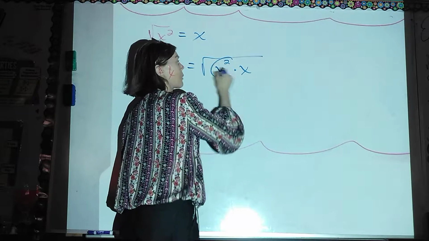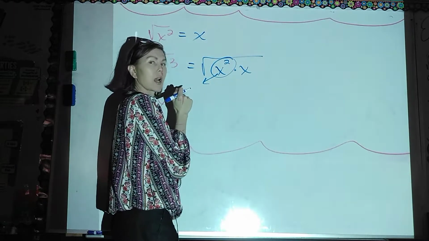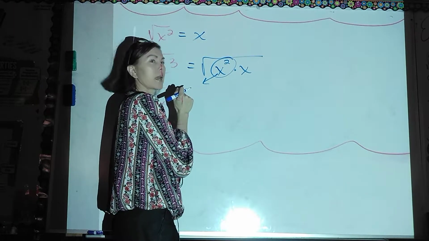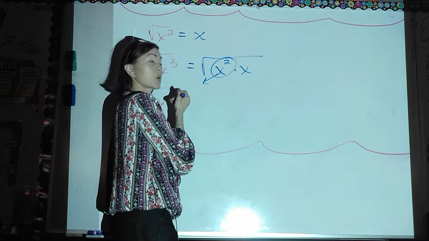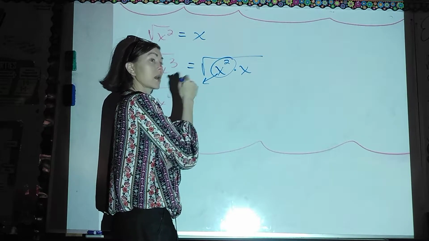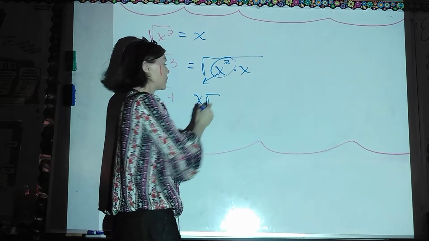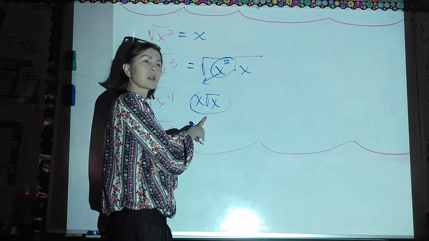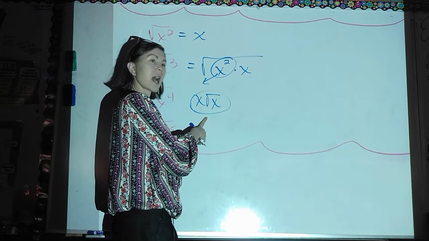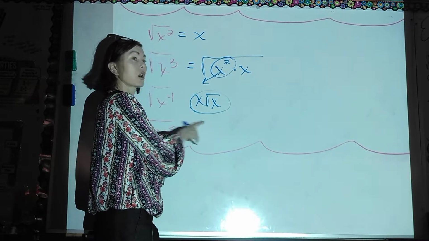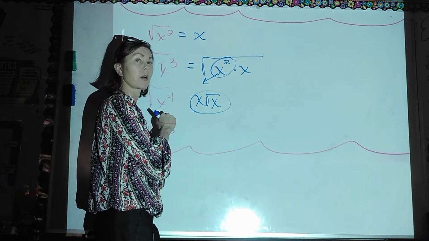Just like we did with the numbers, we're going to circle that perfect square. And what is the square root of x squared? What times what gives me x squared? X. And what is left over under the roof? X. That's your answer. X radical x is the simplified form of radical x to the third power.